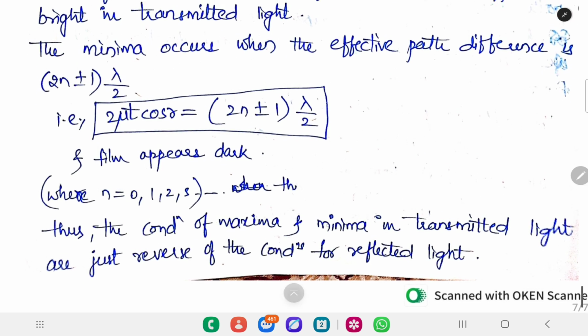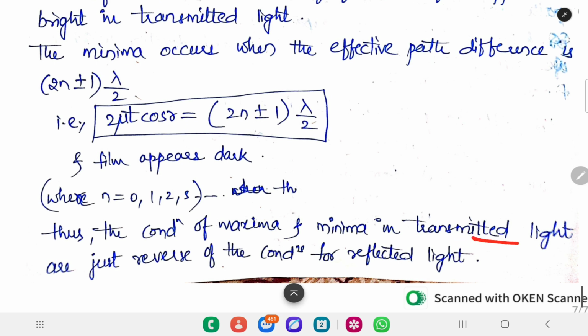Thus the conditions for maxima and minima in transmitted light are just the reverse of the conditions for reflected light, because no phase change of pi occurs in transmitted light.